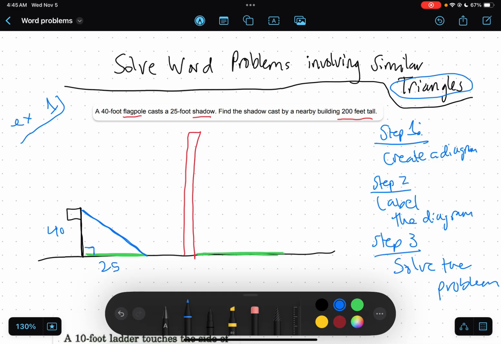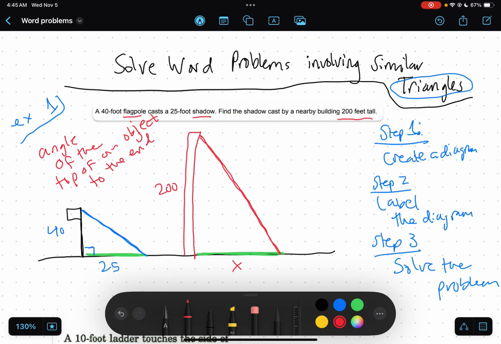And then my building is 200 feet tall. And the thing I'm trying to find out is this shadow. And I have another little right triangle here. So what's important to know, even though they don't look super similar in my diagram, is that the angle of the top of an object to the end of its shadow is the same at the same time.